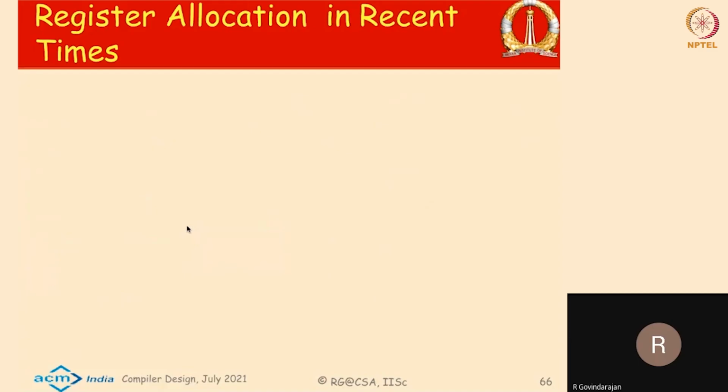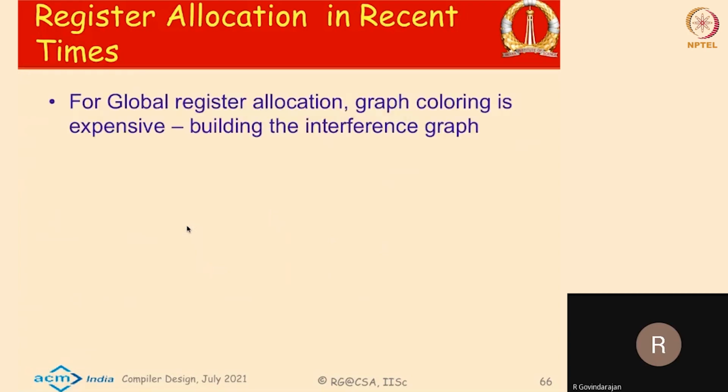Of course, Chaitin's register allocator is still very popular and is being used in many of the compilers, but there are also other things, right? We already saw certain extensions to Chaitin's allocation like Briggs' extension, as well as live range splitting, coalescing, and so on and so forth, right?